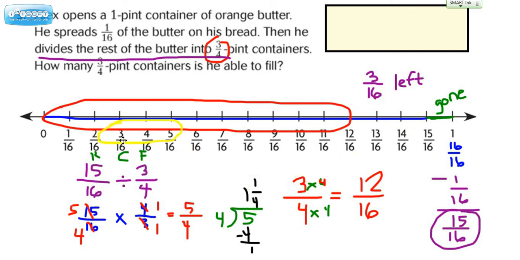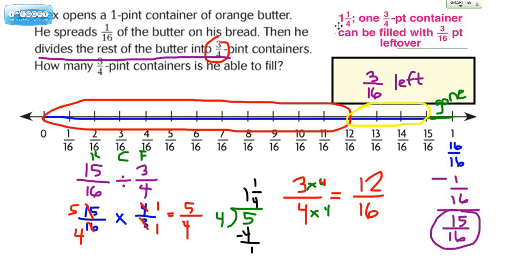Why is that equal to a 1/4? Well, let's see how many of them we have. 1, 2, 3, 4 of those in there, right? So it's really 1/4 of one of these 3/4 pint containers. It's 1/4 of that. So there's really two ways that we can talk about the answer, right? One way is to talk about one complete jar with 3/16 left over. Another interpretation is to say 1 and 1/4, because 1/4 of a jar is basically this yellow amount, which is the leftover part.